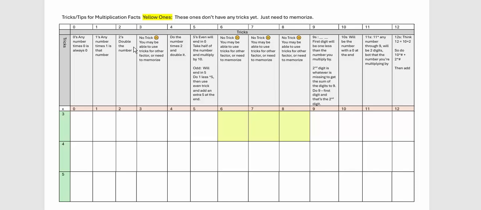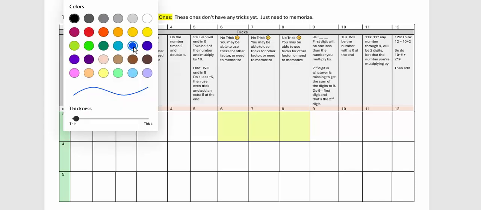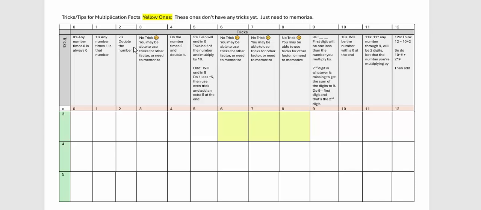All right, so I'm just going to go through it really quick now. We're going to go through it one more time, and I'm not going to switch the colors every time. I just want to see if you can think quick with these, okay? This one is 3 times 0, 0. 4 times 0, 0. 5 times 0, 0. 3 times 1, 3. 4 times 1, 4.